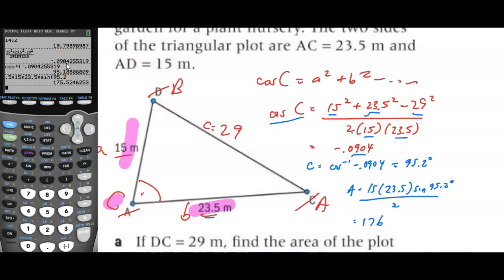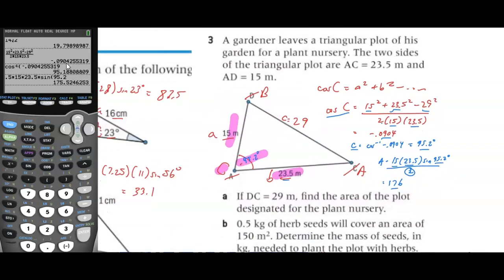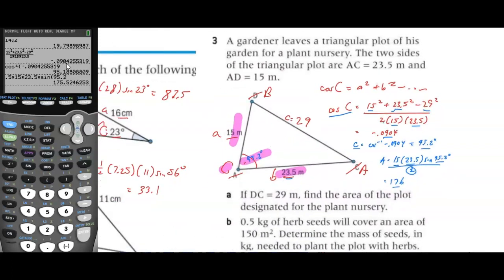Then I'm going to take the inverse cosine of both sides, so I'm going to have big C on the left, and I'm going to have 94.2 degrees as my result. Now that I have 94.2 degrees, I can use the two sides and the included angle to find the area. So I use the area formula right here. Area equals 1/2 times A times B times sine big C, which is equal to 176. So that's the area of this triangle.